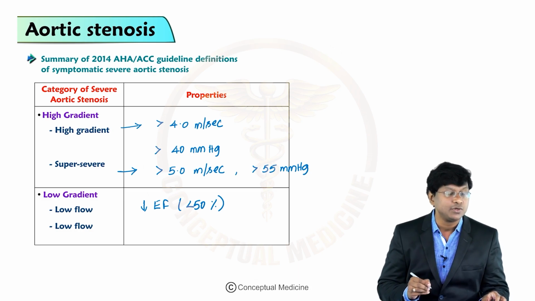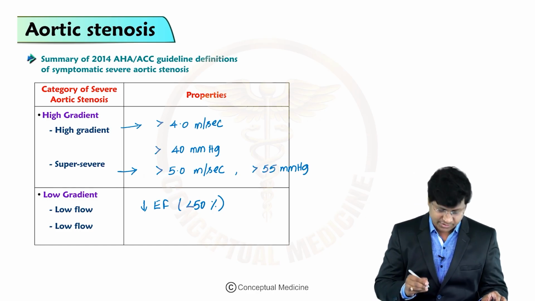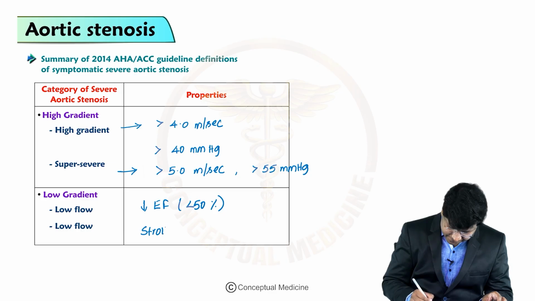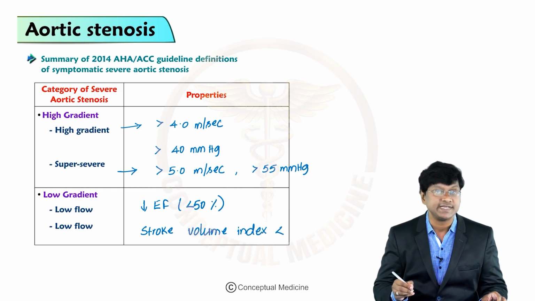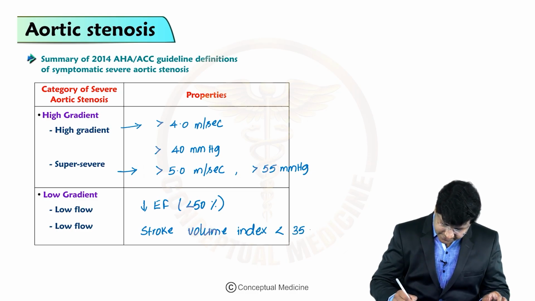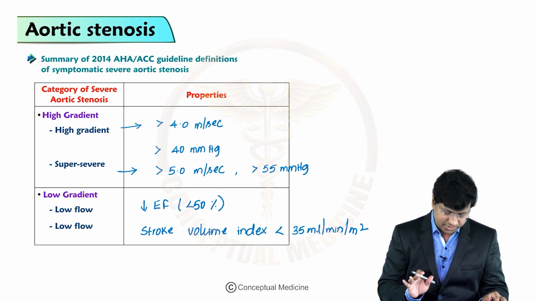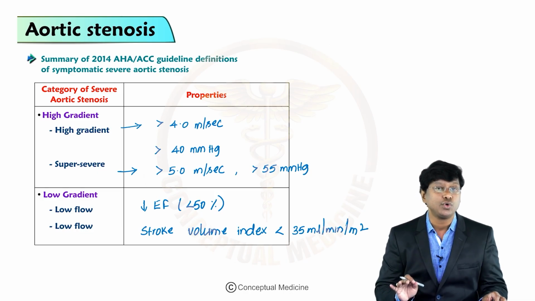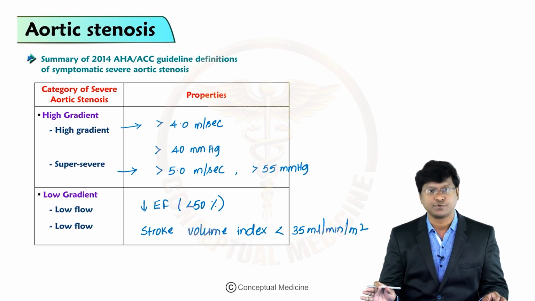And at the same time the low flow. And how is that you will be able to make out that there is a low flow? That is by the stroke volume index. So stroke volume index is less than 35 ml per minute per meter square. Okay, so that is what is your stroke volume index, right? Now, so this is about the story related to the low flow, low gradient aortic stenosis, where the individual has the worst prognosis.